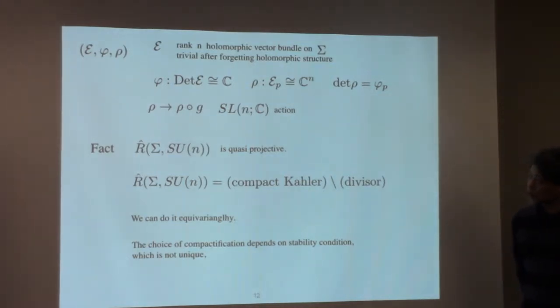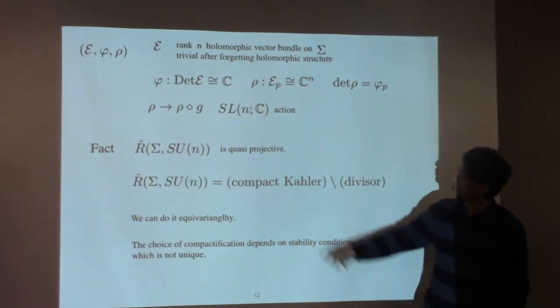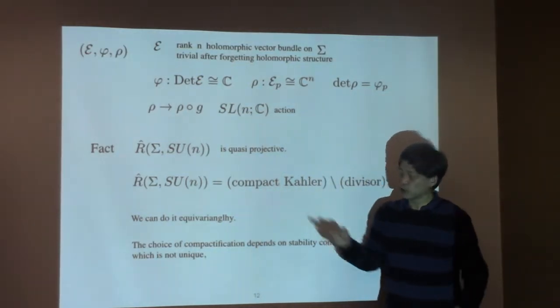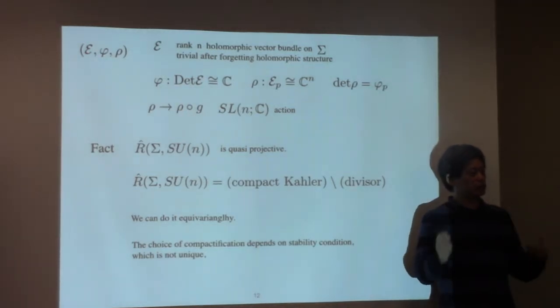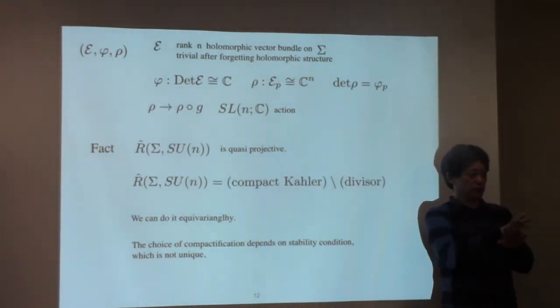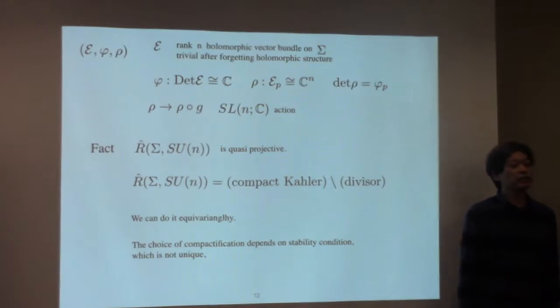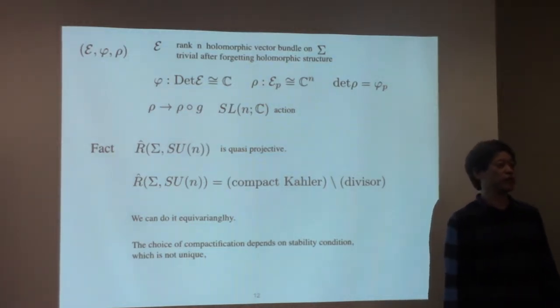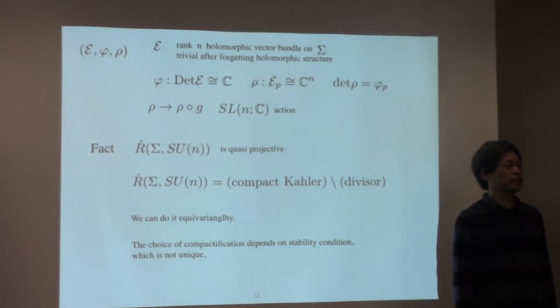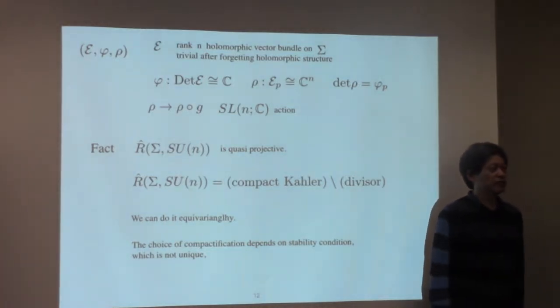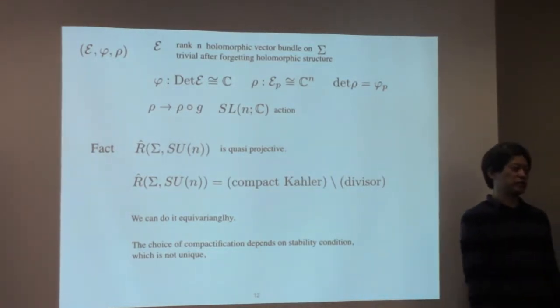We can also do it equivariantly, so the compactification has an SU(N) action, so that everything is invariant. However, the problem is the choice of these compactifications, and I think basically nobody knows how to compactify in a canonical way. It seems likely that there is no canonical compactification. So we know that a compactification exists, but it is not canonical. There are many possible ways, and there is no particular way which one we choose.